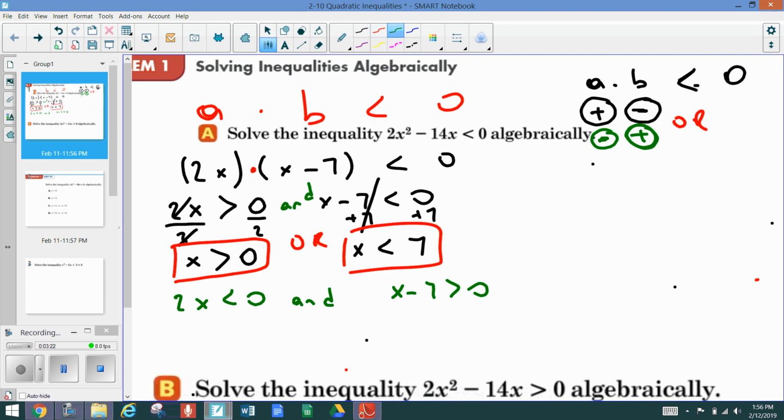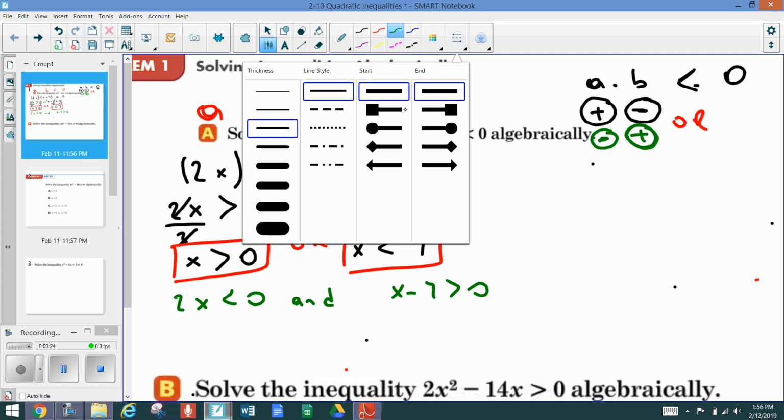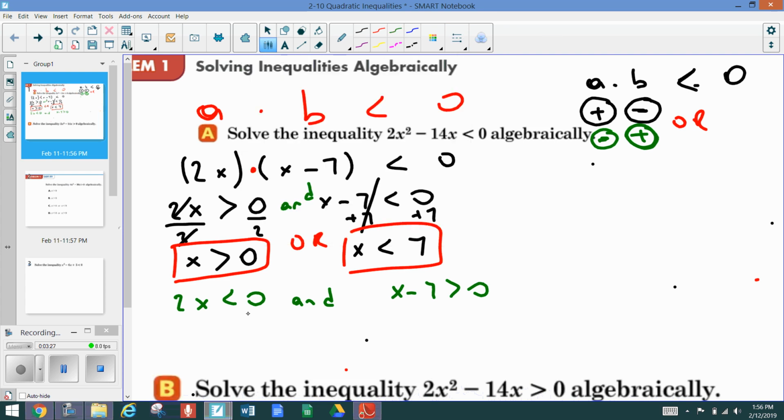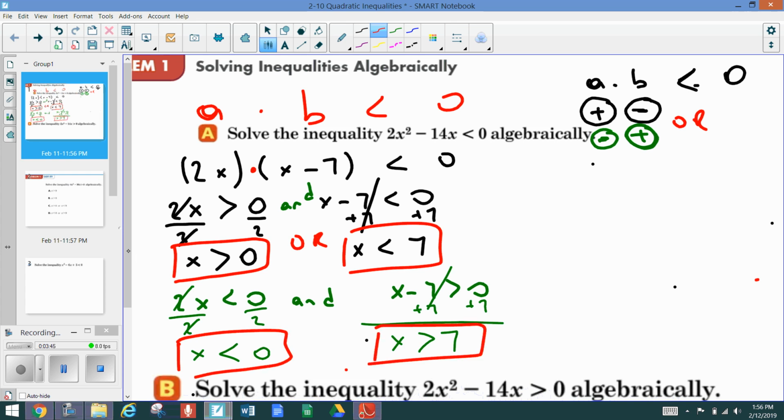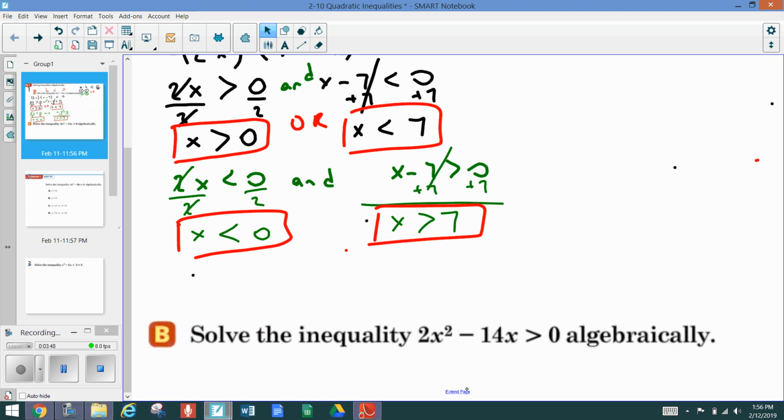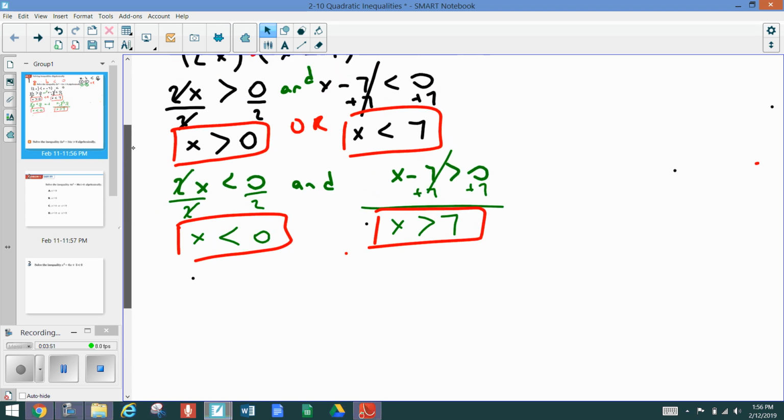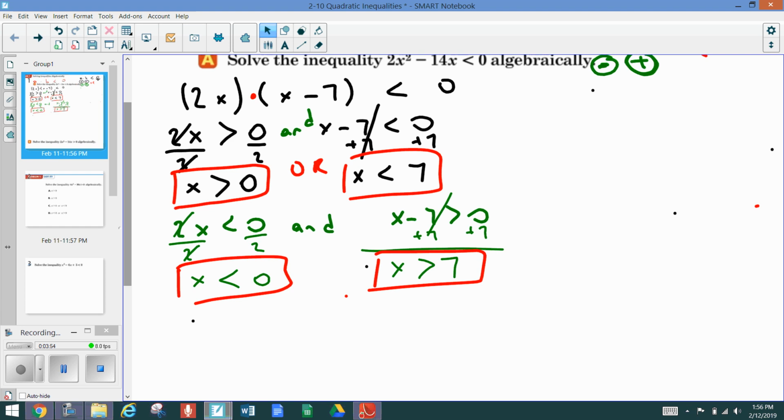The second case, or, okay? So let's do that. 2x is less than 0, divide both sides by 2. X is less than 0, and x minus 7 is greater than 0, so x is greater than 7. Let's get these results. And let me make myself more room here. This is the next question. Now it's time to think about it. For example, we have two cases: either these ones or those ones, the black colored or green colored.